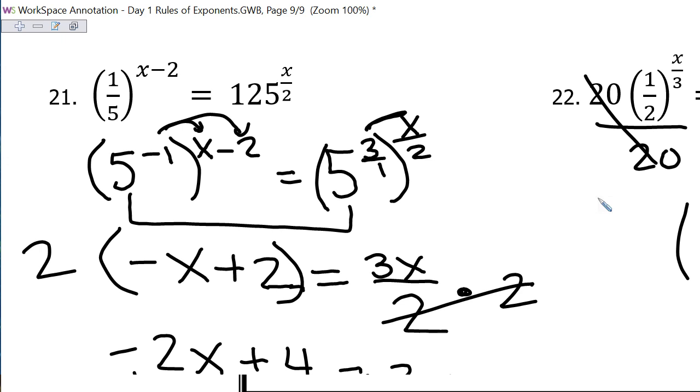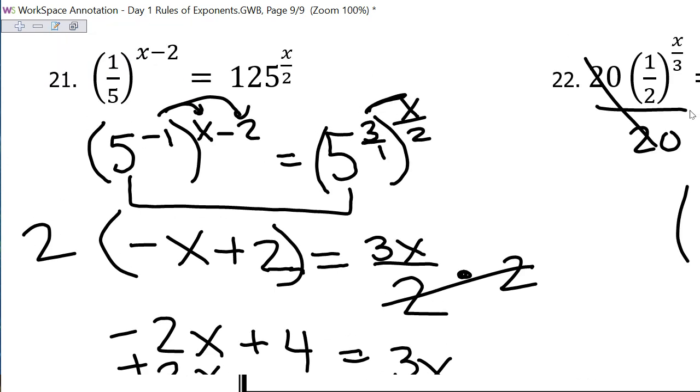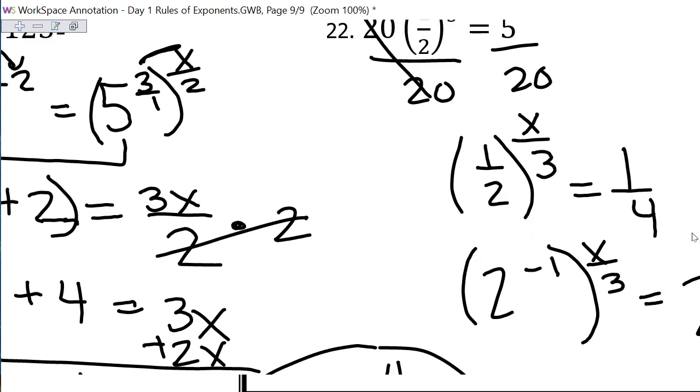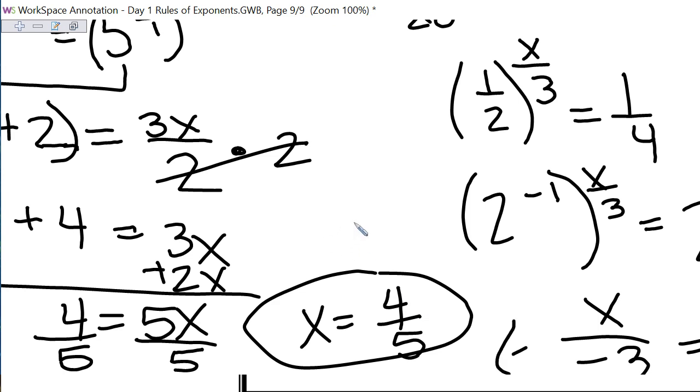What's the like base? 2. So instead of 1/2, this would be 2 to what power? -1. Instead of 1/4, that would be 2 to the -2. And if the bases are equal, what does that tell me about the exponent? They're equal as well. And I'm going to make this x over -3 equals -2. Multiply both sides by -3. And what does x equal? 6.